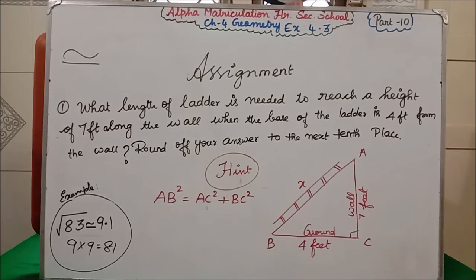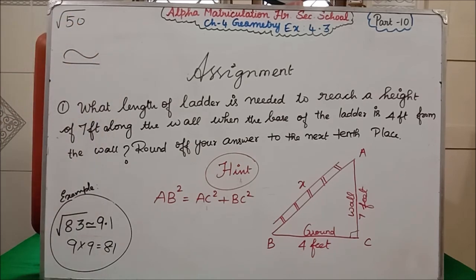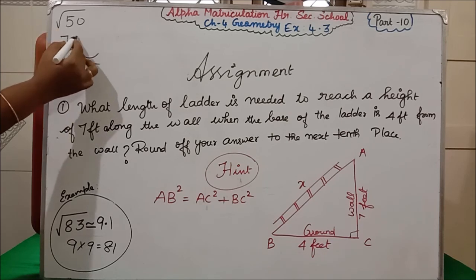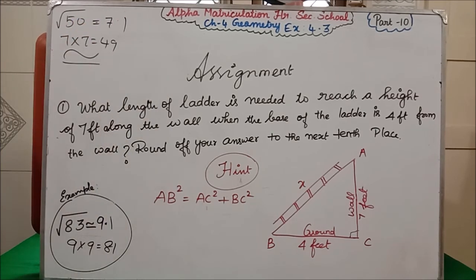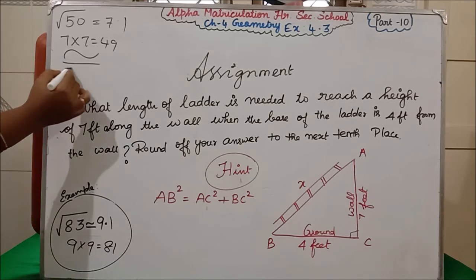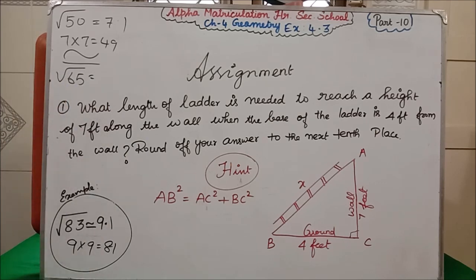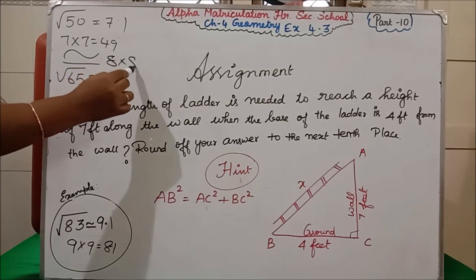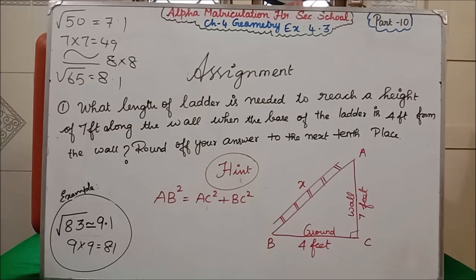Clear? Suppose you are getting the number 50. To write the nearest number, which two numbers, if you multiply, come near to it? 7 sevens are 49. Then obviously you will get 7 point something; this is your square root of 50. According to that, suppose you are getting the answer 65. Which two numbers, if you multiply, give 65? 8 eights are 64, isn't it? So 8 point something is your answer. Clear, students? According to that you have to do.